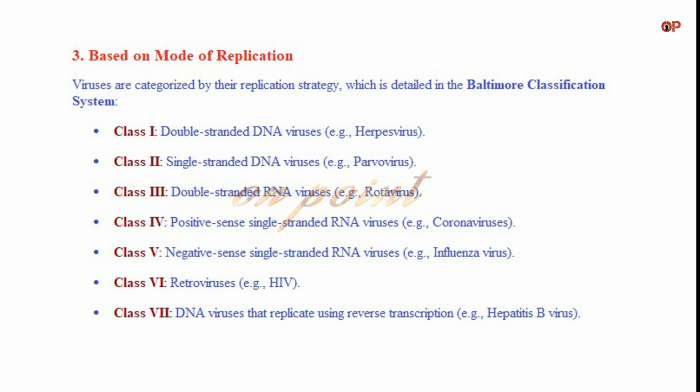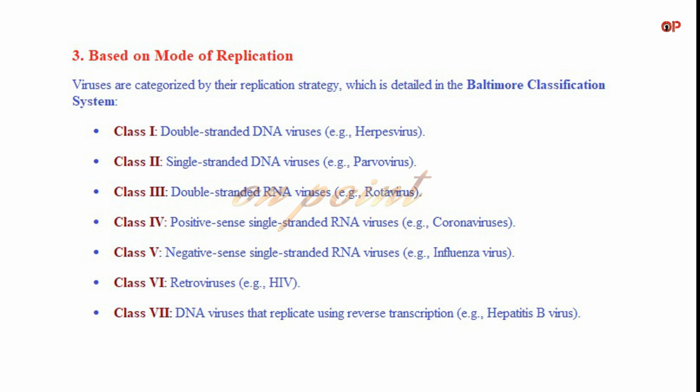3. Based on mode of replication. Viruses are categorized by their replication strategy, which is detailed in the Baltimore classification system. Class 1, double-stranded DNA viruses, example herpes virus. Class 2, single-stranded DNA viruses, example parvovirus. Class 3, double-stranded RNA viruses, example rotavirus.